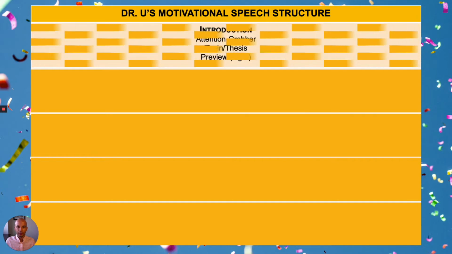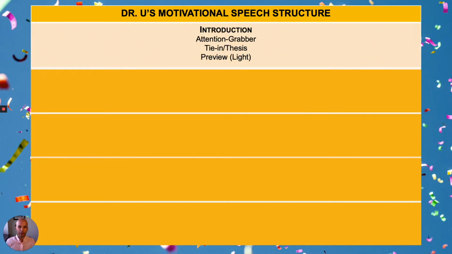But here's what I would do generally. First, of course, you always have your introduction, so you're going to grab the attention, you're going to tie into a thesis, and you're going to do a light preview. In the previous video lectures on speech writing, I talked about preview. There's actually 2 different types of previews. There's heavy previews and light previews.